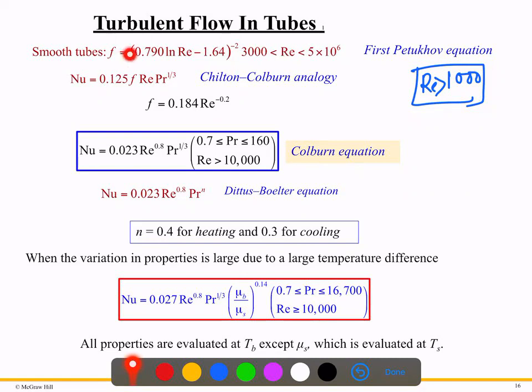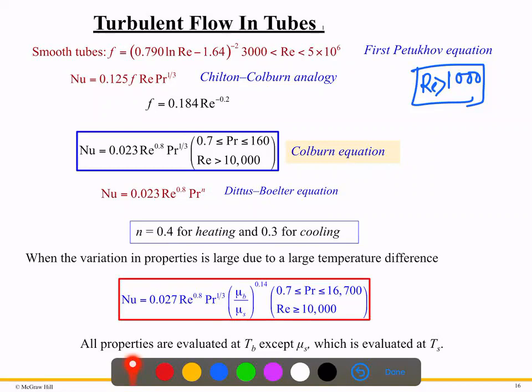When we have smooth tubes, the Reynolds number is high, and it is a fully developed flow, then we will use it. So basically, you need to use it when you prepare your heat exchanger report. So this is the expression. F is the friction factor, Re is the Reynolds number. Here is the Reynolds number range. It could be like 3,000 to 5 million.